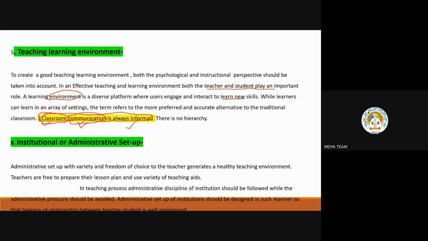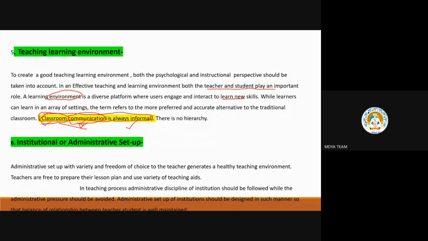So there are plenty of questions on this trend. There is a main word, and before the main word, there is some secondary word. This is the primary word, this is the secondary word. Okay, so this was the teaching learning environment, institutional or administrative setup, administrative setup with variety and freedom of choice for teachers.